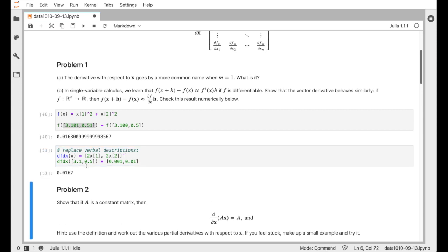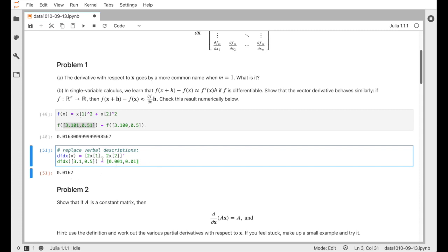And sure enough, we get a number that is quite close to the actual result. It's slightly off because the step size that we took is positive, and this result is just infinitesimal. But if the displacement vector were even smaller, the error would have been even smaller.